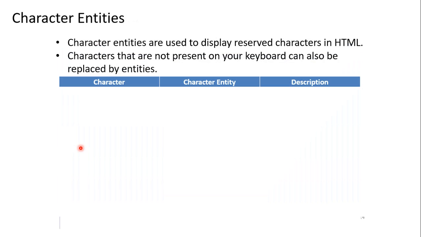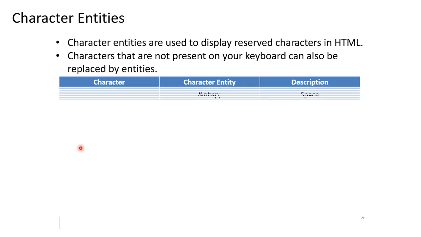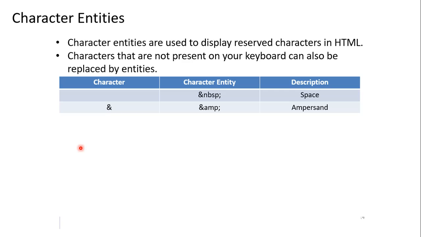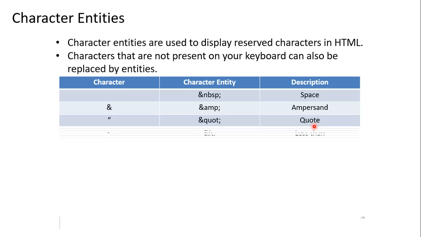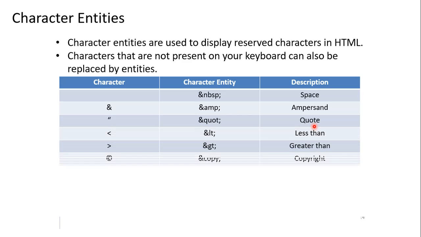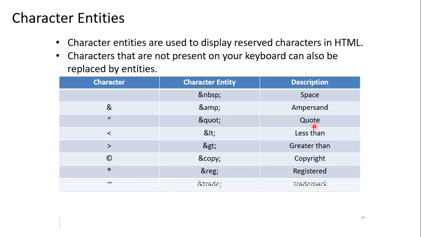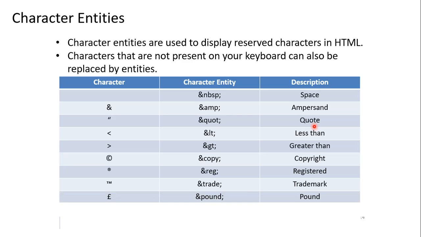Character entities. Character entities are used to display reserved characters in HTML. Characters that are not present on your keyboard can also be replaced by entities. So these all are the descriptions. For a space we can write &nbsp;. Then quote, less than, greater than, copyright, registered, trademark. So these all are the character entities, you have to just remember, divide.